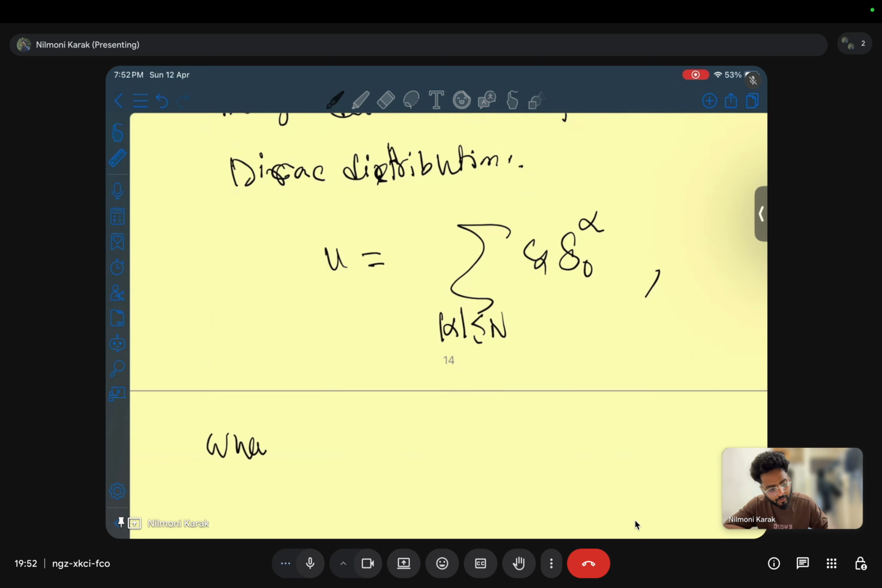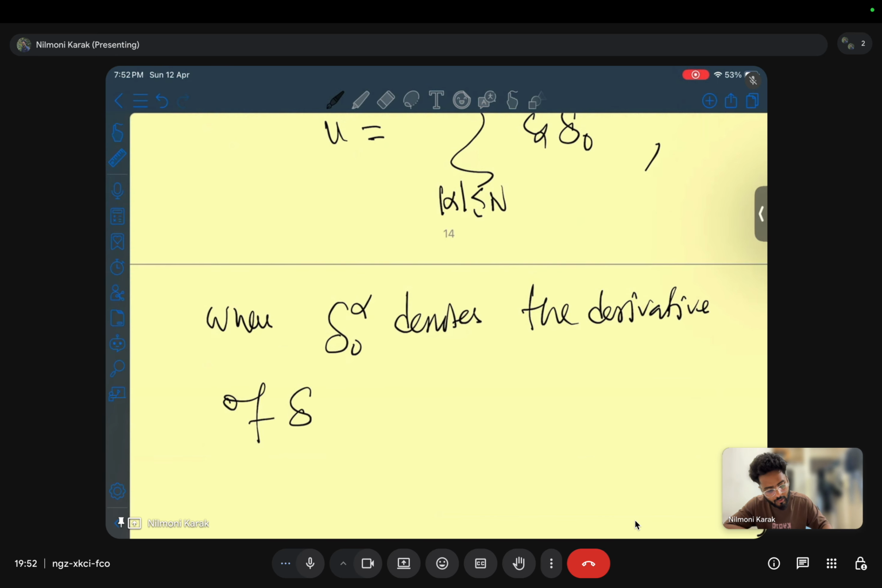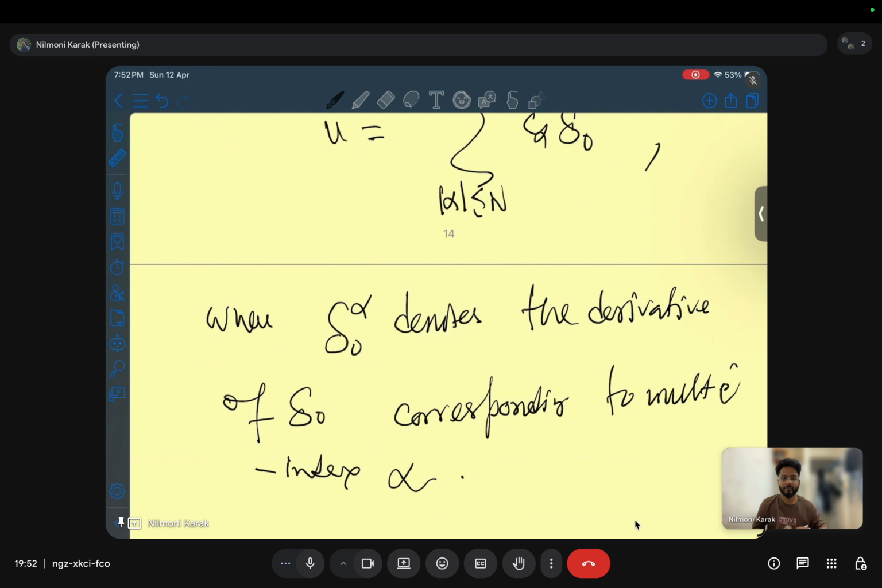where delta naught alpha denotes the derivative of delta naught corresponding to multi-index alpha.